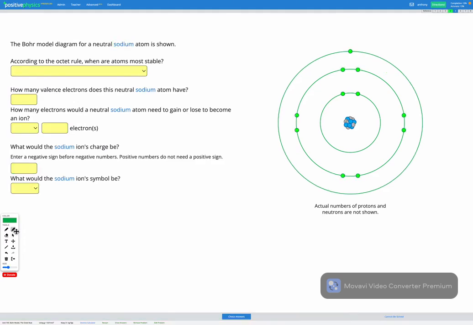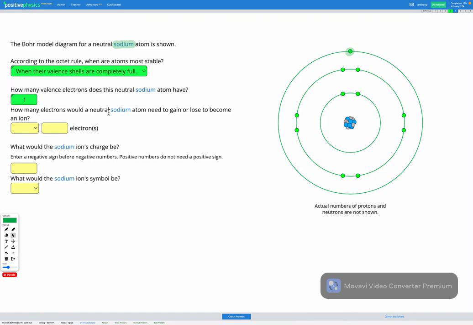In this question, we have a neutral sodium atom shown. Again, we're asked, according to the octet rule, when are atoms most stable? The answer is always the same, when their valence shells are completely full. Okay, so in this question, how many valence electrons does this neutral sodium atom have? So the outer shell here is the 3rd energy level, and we actually only have 1 electron in there. So we've got 1 valence electron.